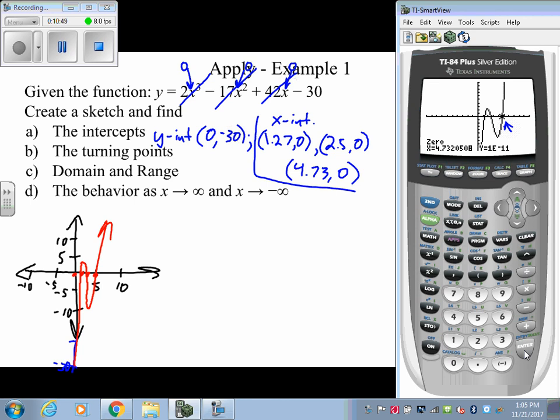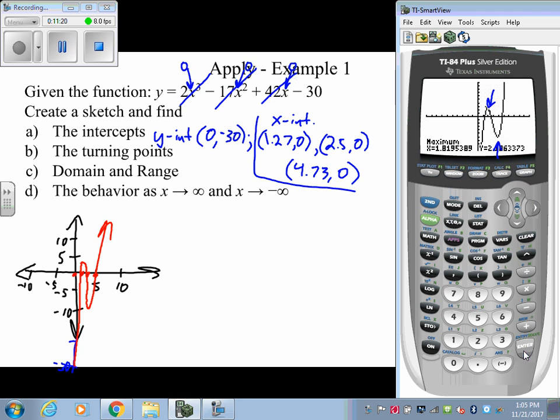All right, so now we're moving on to our turning points. So these would be our maximums and minimums. We can see that we have a maximum right here, and then we have a minimum right there. So let's go for those two values. Let's start with our maximum. So I'm going to press second trace, select choice 4, which is maximum, cursor to the left of my maximum, hit enter, cursor to the right of my maximum, but not going so far that I hit the minimum.